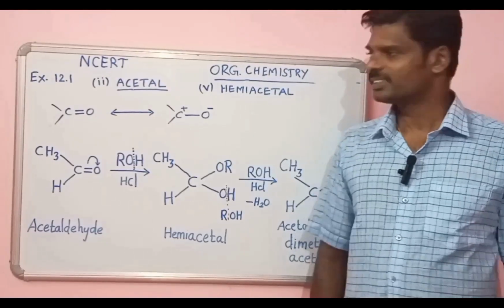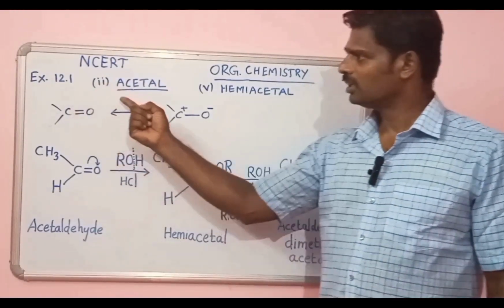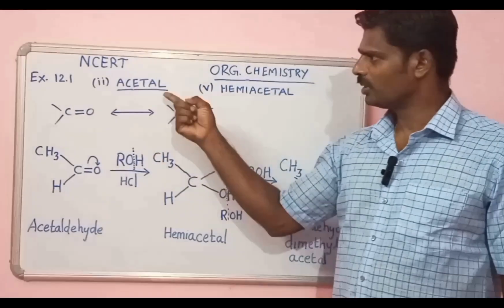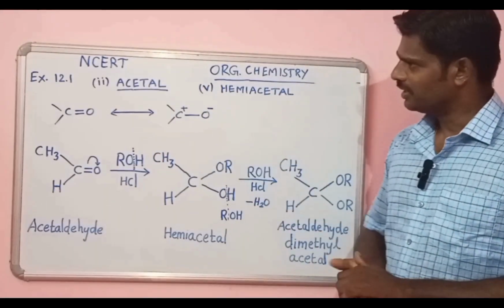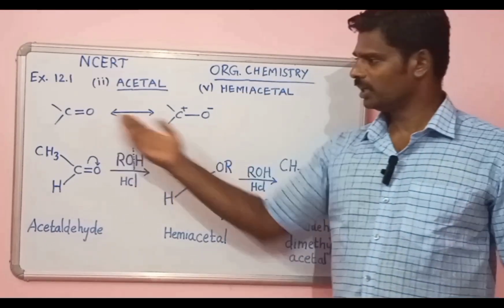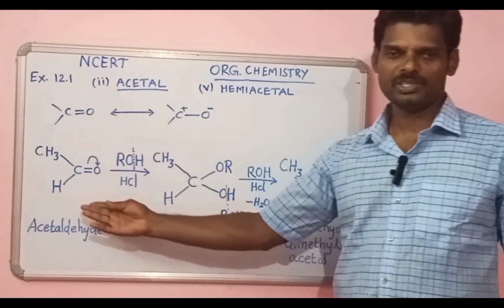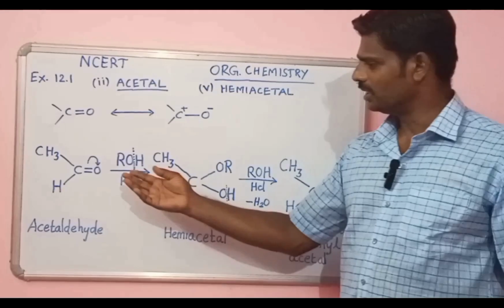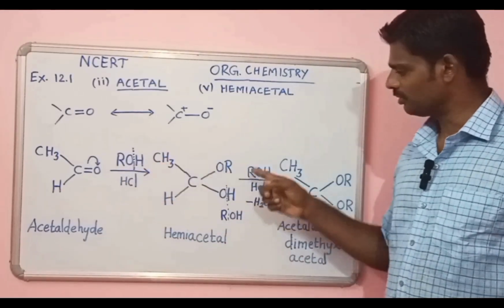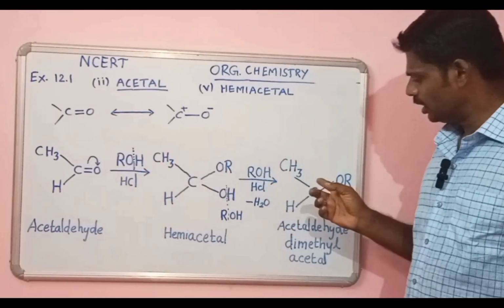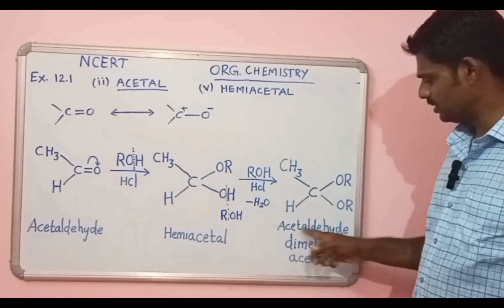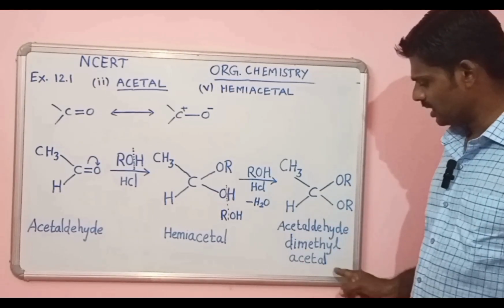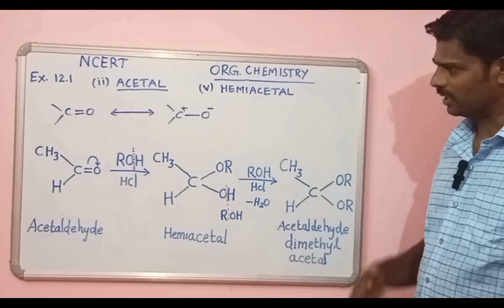We will see the exercise 12.1, acetal. The second one is acetal and hemiacetal. In the acetal, it means the carbonyl group, so the aldehydes or ketones, will react with the alcohol groups, two molecules of alcohol. It will form an ether. The final product will be an ether, so acetaldehyde dimethyl acetal, which is an ether product.